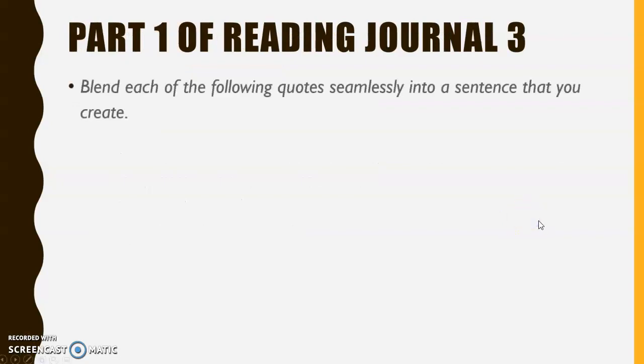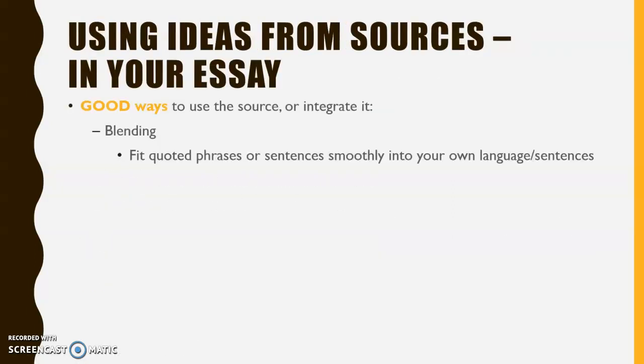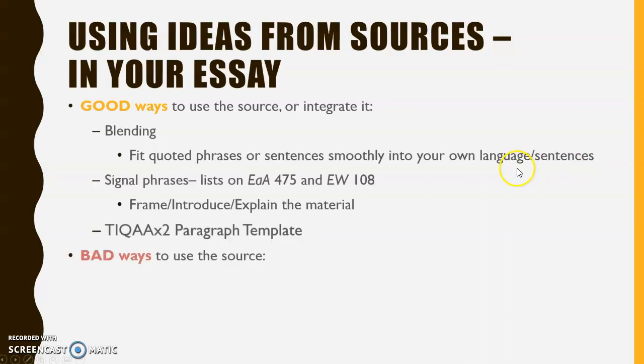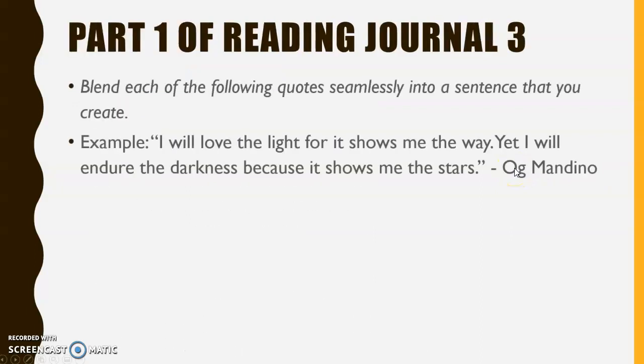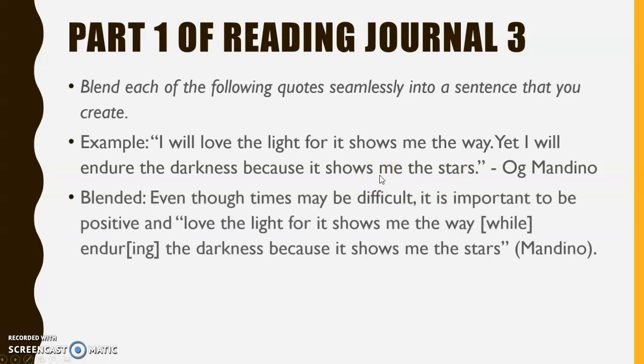So part one of the reading journal, based on this video and the readings, asks you to blend some quotes into a sentence. So that's coming back to this idea of fitting quoted phrases or sentences smoothly into our own language and sentences. And there's more directions there on the journal. So here's an example. Here's a quote, and I want to blend that into a sentence, okay? And this is a different way of quoting than signaling. So blending, here's an example of a sentence that I've blended with my words and the author's words. So even though times may be difficult, it is important to be positive and love the light, for it shows me the way while enduring the darkness, because it shows me the stars.